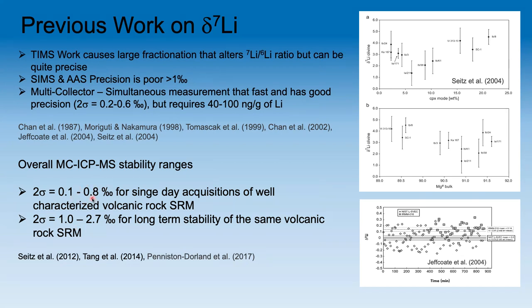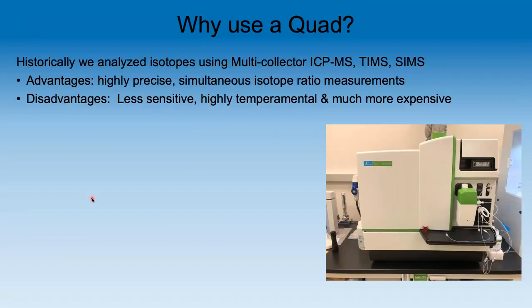So why should we change? And why use a quad? What are the advantages? The advantages of using the multi-collector and the TIMS is that they are highly precise and they're simultaneous. The disadvantages: they're highly temperamental machines, multi-collectors and SIMS. If you've ever worked on them, they have a lot of issues and they're much more expensive.